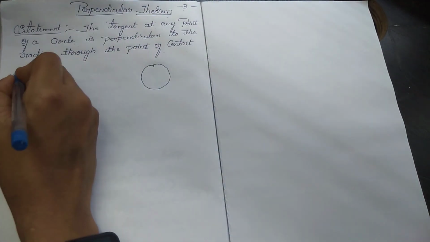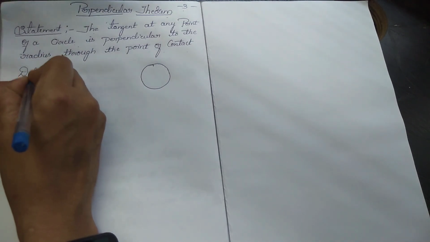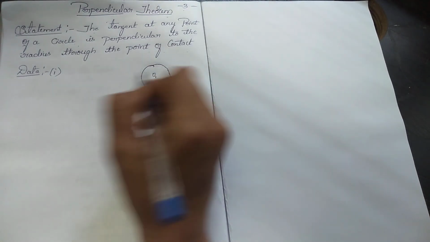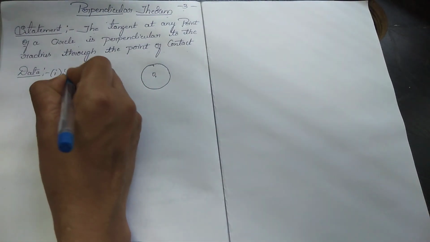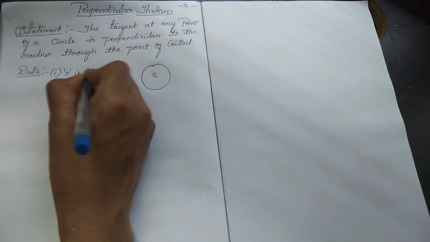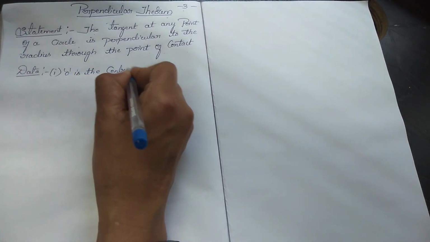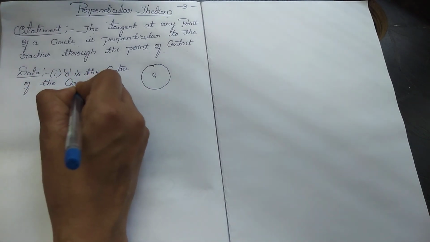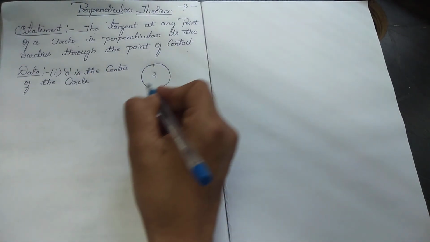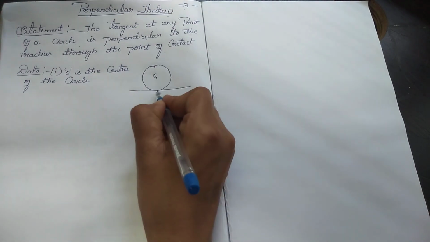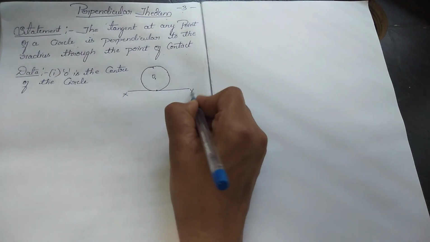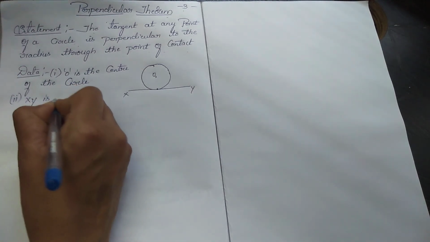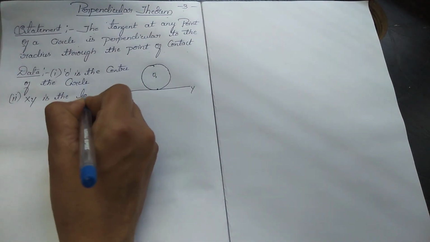So first we have to write the given or the data. The first point is O is the center of the circle. Next, XY is the tangent.